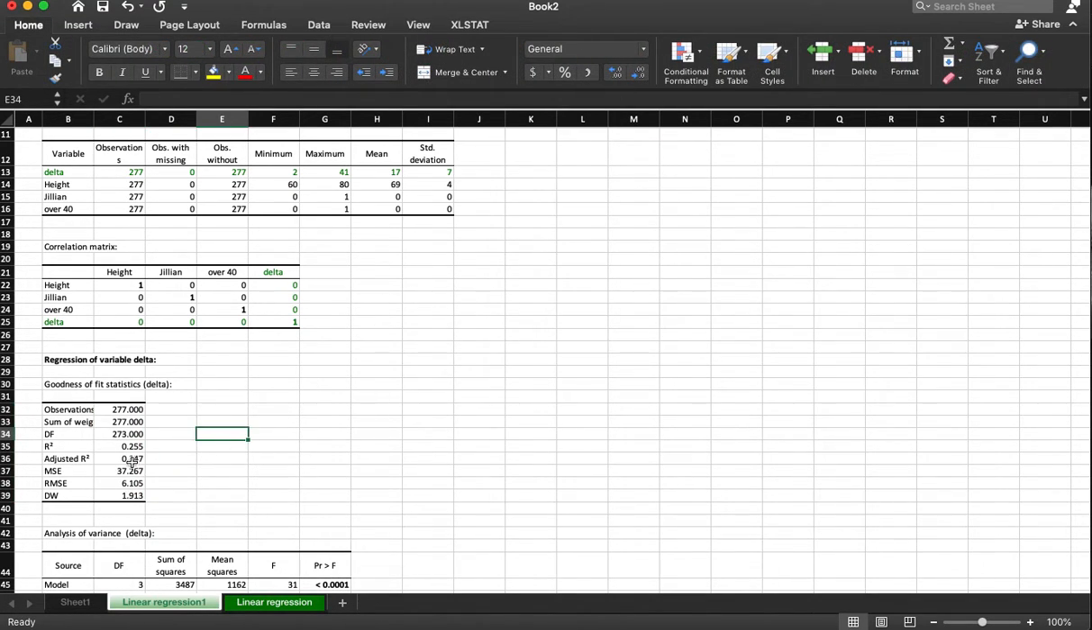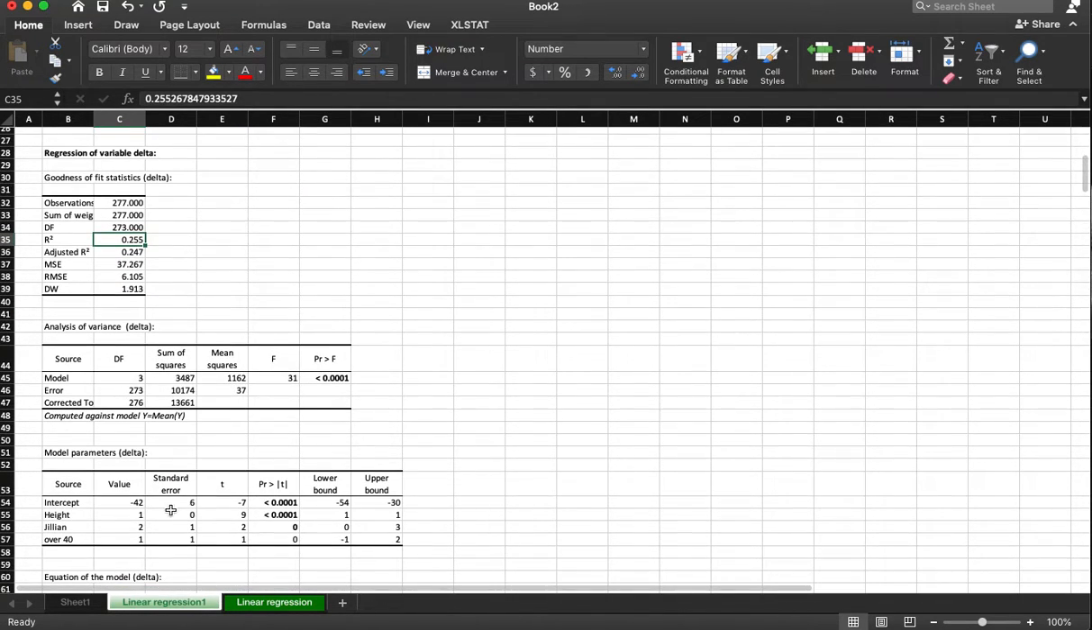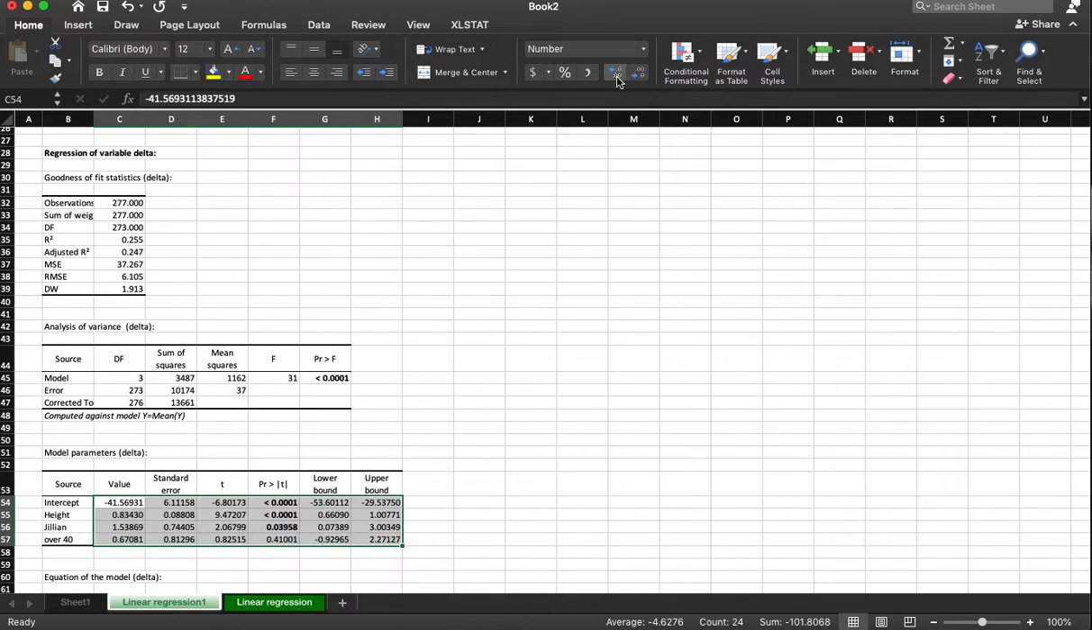So we added 2 additional variables, but our R squared did not go up much. It means that they didn't help explain very much. Let's take a look here. All right, so height remained statistically significant. Jillian is barely statistically significant, and over 40 is not statistically significant.